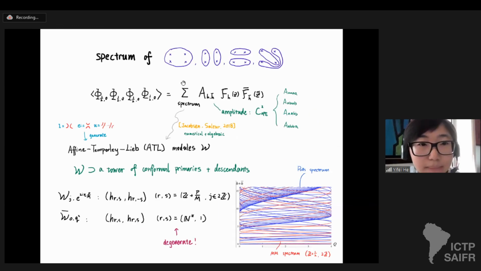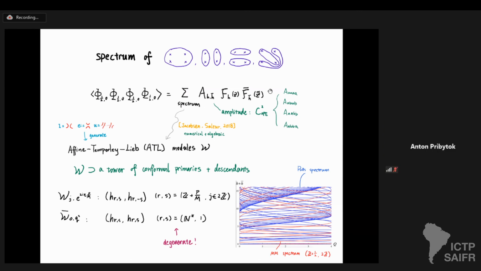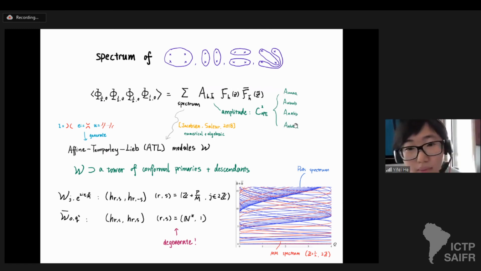So the first step is to understand the spectrum. Since the 4-point function of the spin operator in the CFT can be expanded using the conformal blocks, the coefficients here, which we're going to call the amplitudes, come from the OPE coefficient squared. And depending on which of these 4-point functions we talk about, the spectrum involved will be different. And also the amplitude will be different, which we are going to label accordingly.